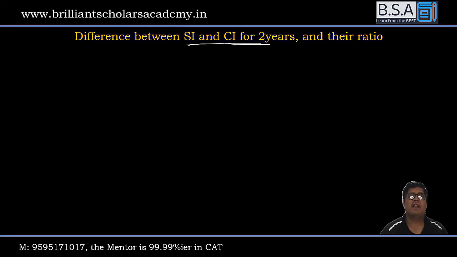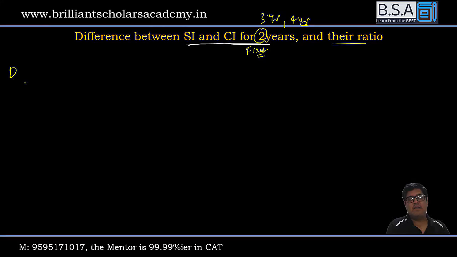Now, what is the comparison or difference between SI and CI for 2 years? What is their ratio? If it is asked for 3 years or 4 years, I'll say use the calculator. How? I'll show that to you, don't worry. For 2 years, there's a formula. And which 2 years? First 2 years, always first. You cannot say I'm looking for the difference of the 4th and 5th year. No, the formula is only for the first 2 years of investment.